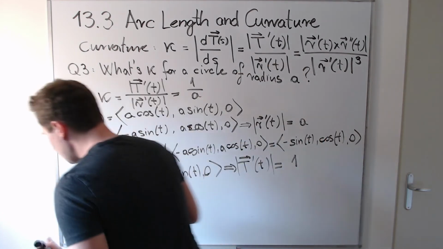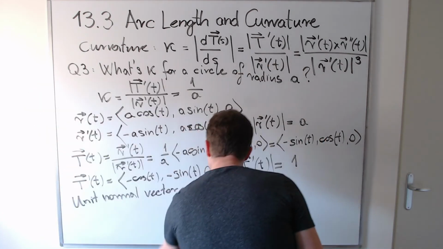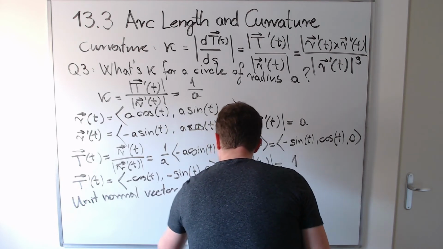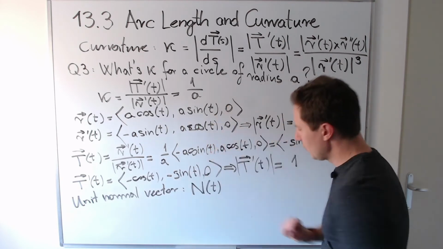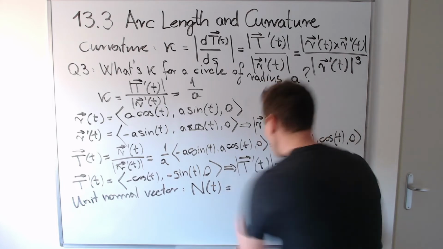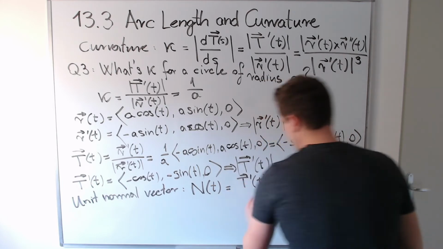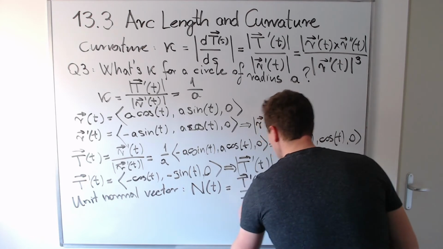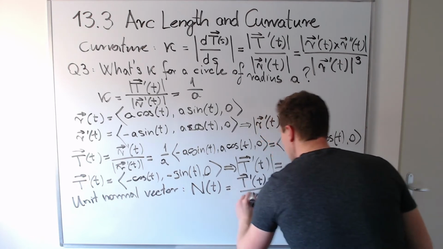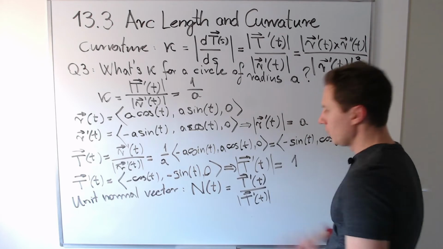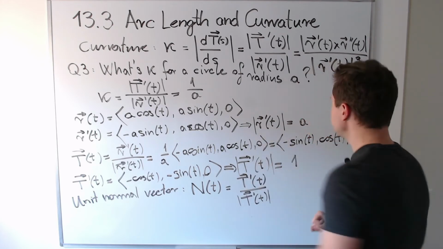And you compute that by basically differentiating. So this is denoted by capital N(t), and it's obtained by taking the derivative of the unit tangent vector and making it into a unit vector by dividing it by its own length. So that's the unit normal vector.